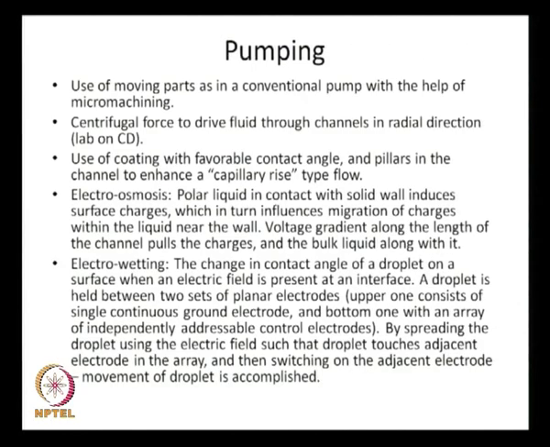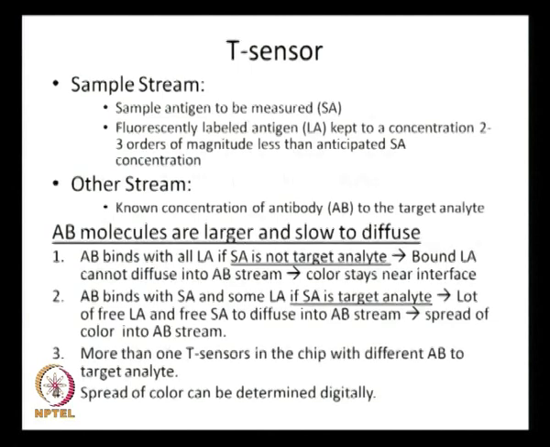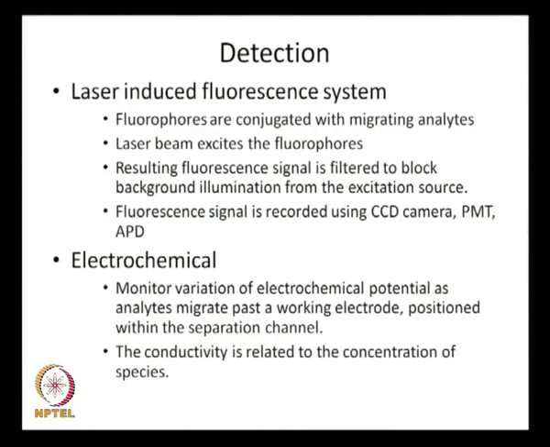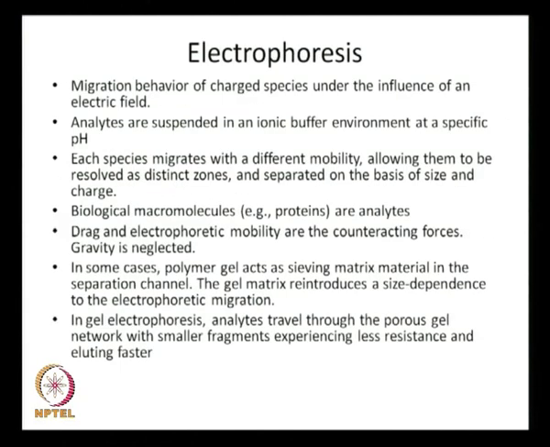What we have discussed in the last class is pumping, and then T sensor, then H filter, then detection methods, and then electrophoresis. This is one method which goes with electrical field flow fractionation. This basically separates a mixture of particles based on their size and charge. They band them in layers, and then these layers can be eluted in the way you want.